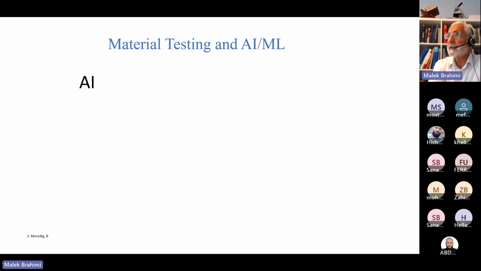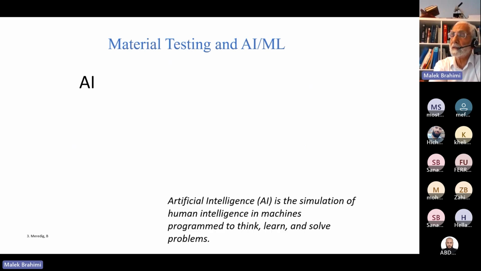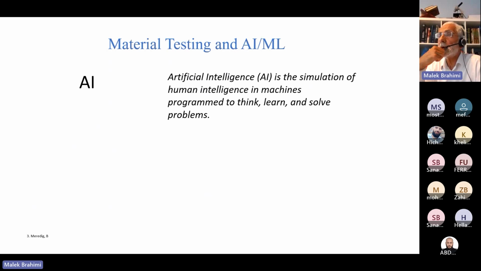طيب material testing and AI and ML. أولا نبدأ بالdefinition of artificial intelligence كما نفهمها في material science. So artificial intelligence, AI, is the simulation of human intelligence in machines programmed to think, learn and solve problems. وإن كان ال AI وال ML they are used interchangeably. يعني so many people they use them as the same thing. لكن في فرق بسيط طبعا.